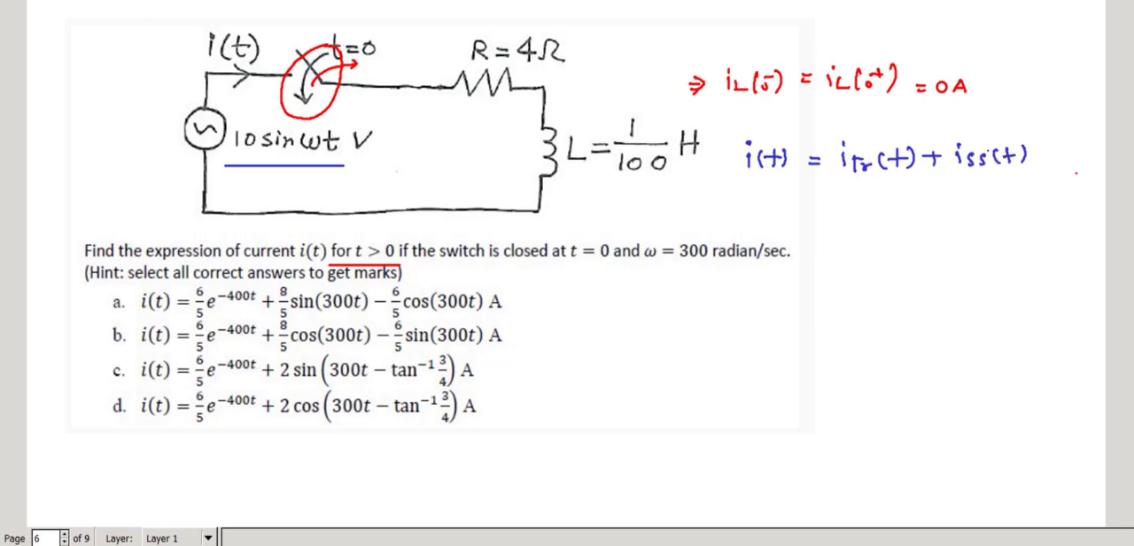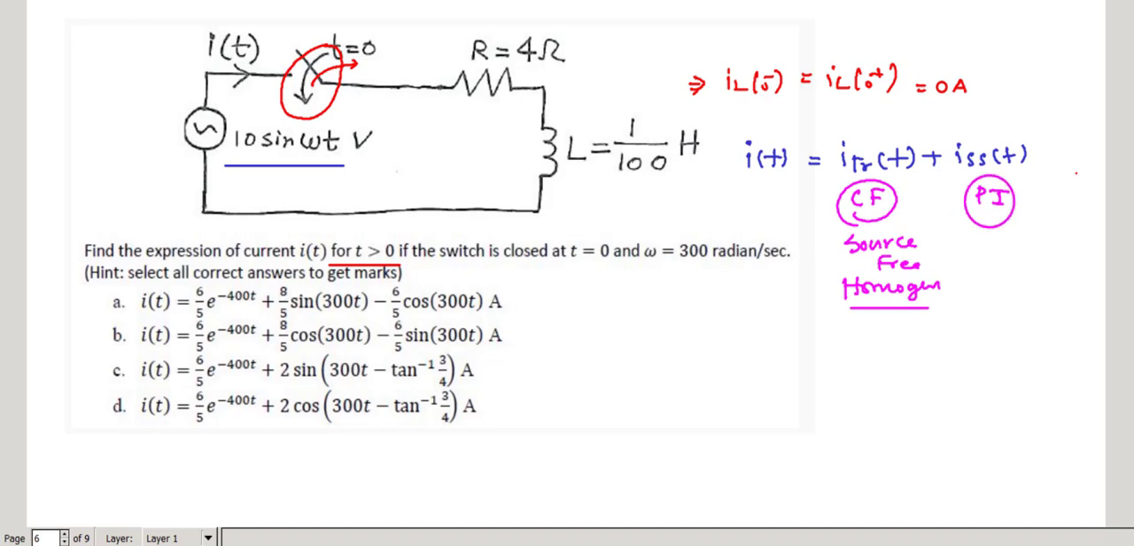One is the transient part and the other is the steady state part. You have to remember that the transient part is also known as the complementary function, and the steady state part is called the particular integral. The complementary function is also called the source-free response. No source is there, so it is a homogeneous equation. The particular integral has a source.